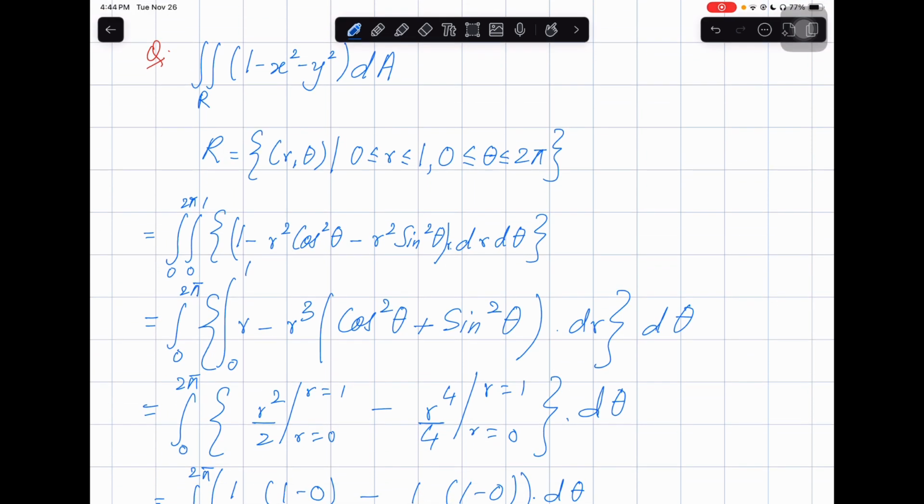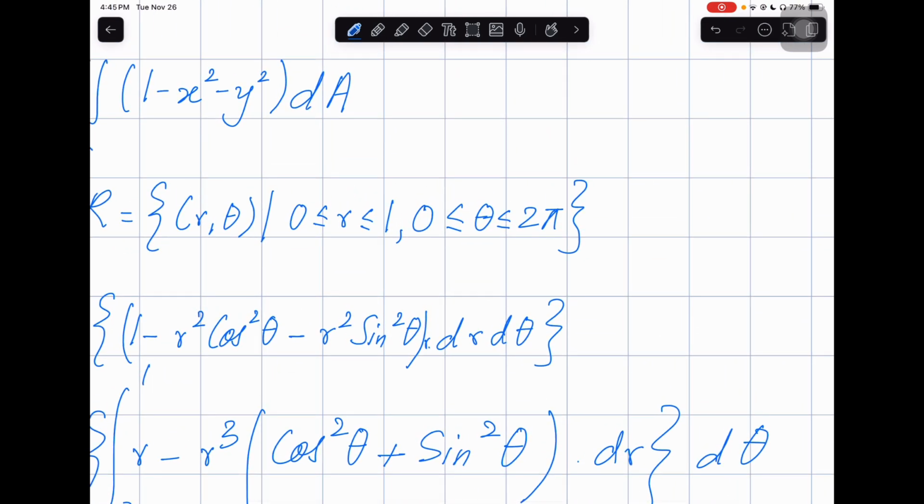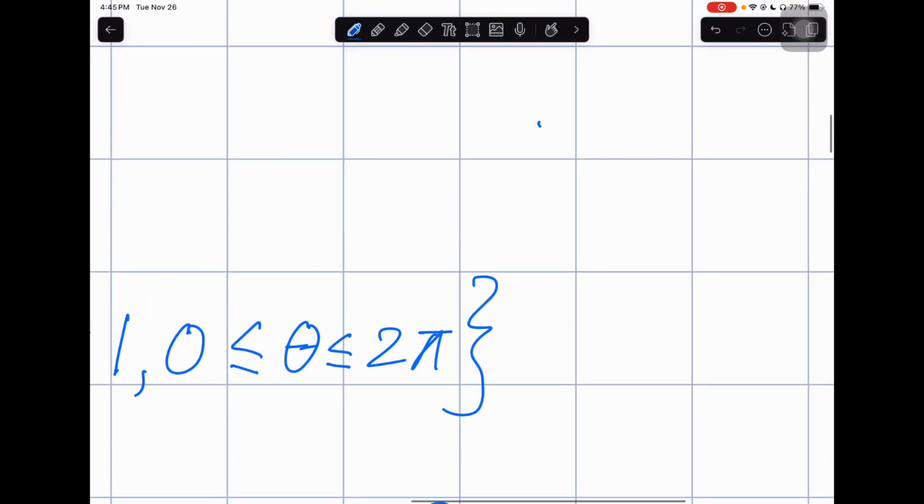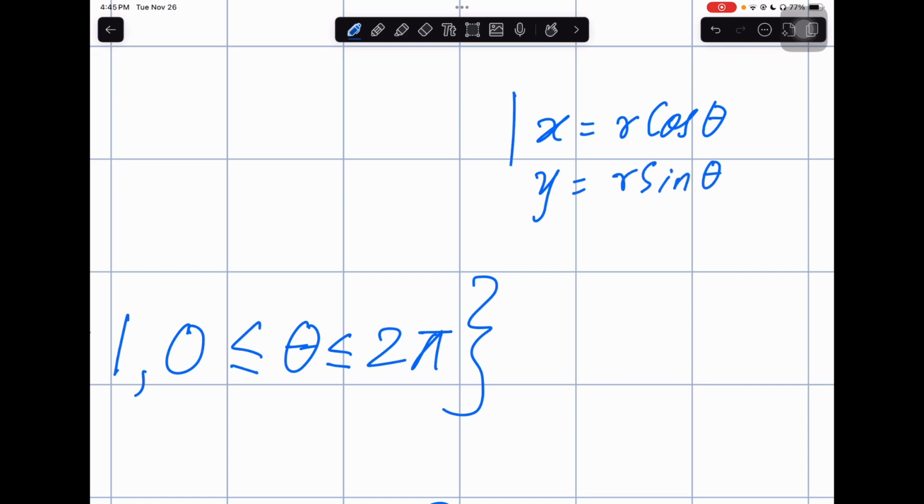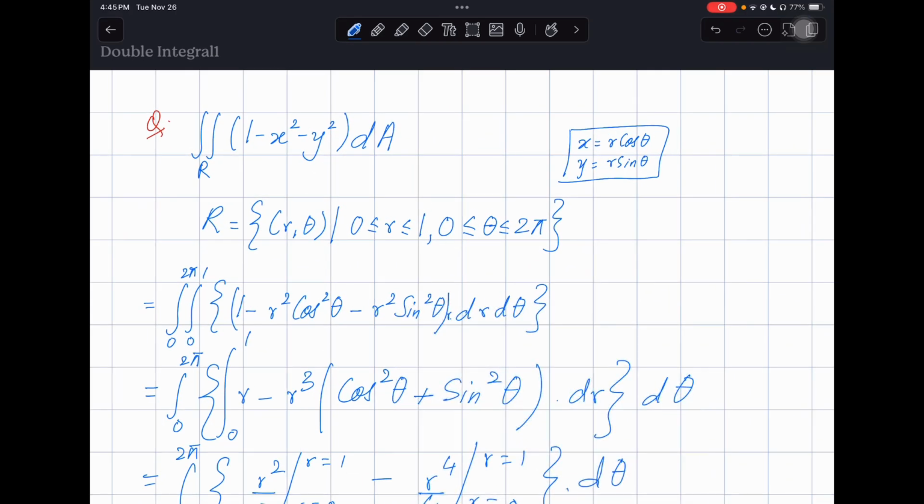And the reason we convert this is because it's very hard to solve the integral in form of x and y, and we know the relationship between x, y, and r, right? So it is x is equal to r cos theta, y is equal to r sine theta, right? You know this relation, and we just build upon this.